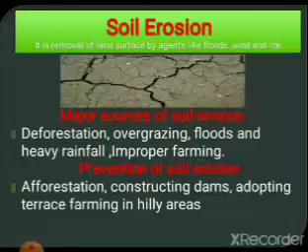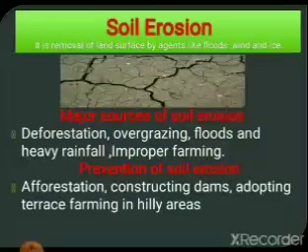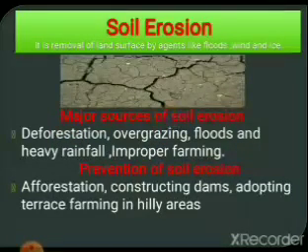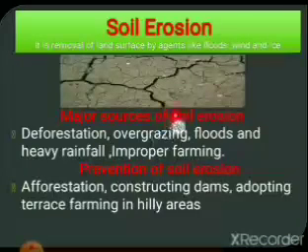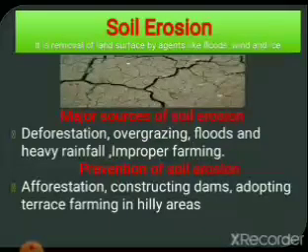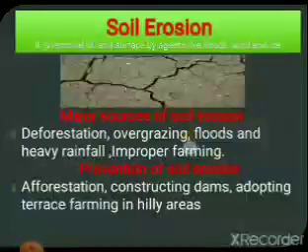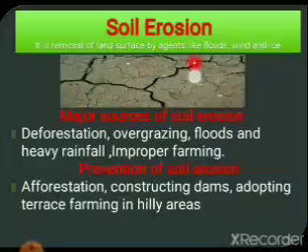The major sources of soil erosion are deforestation and overgrazing. Deforestation means continuously cutting off trees. Overgrazing means cattle eat too much grass from one particular area. Floods and heavy rainfall also cause soil erosion. Improper farming: farmers excessively use pesticides and all, because of which soil erosion arises. So these are the reasons because of which soil erosion is happening.